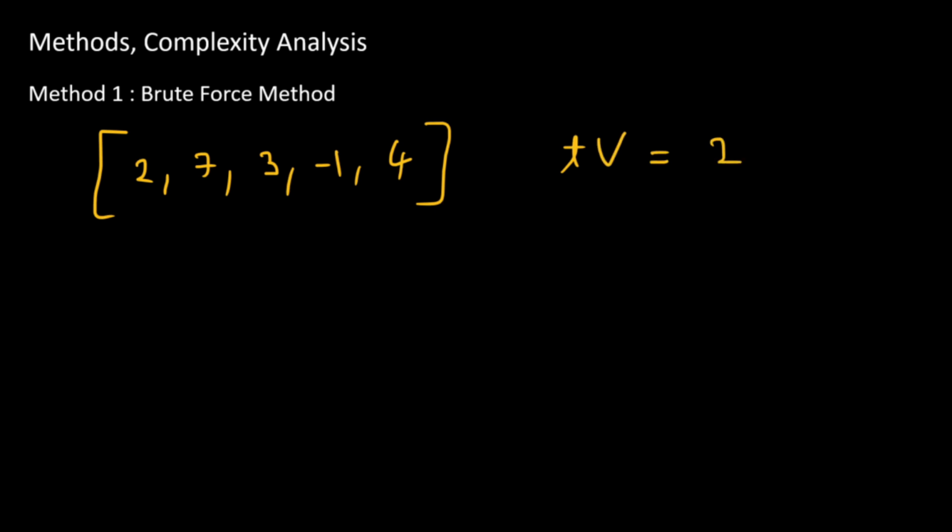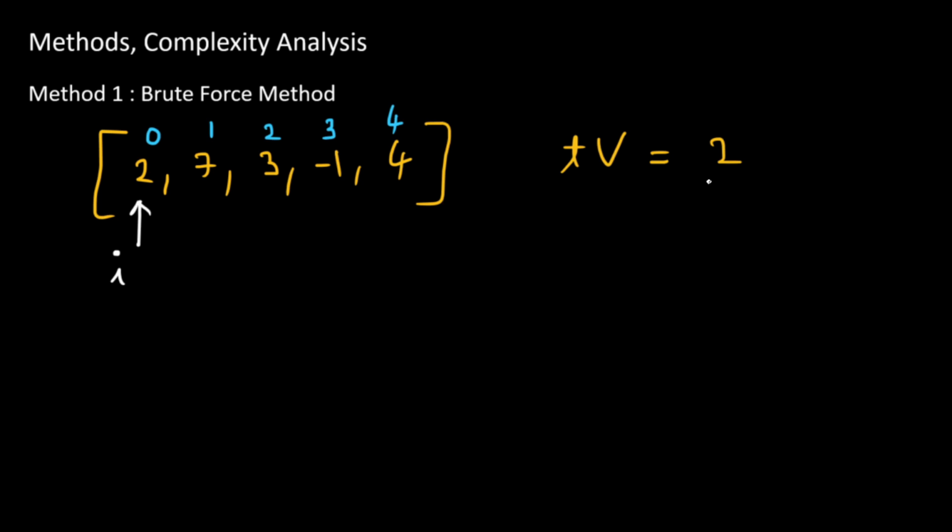Let's say the given array is 2, 7, 3, minus 1, 4, and the target value is equal to 2. All right. Now let me write the indices of the elements of the given array. So 0, 1, 2, 3, and 4. Now initially let's say we initialize a pointer and let it point to the first element in the given array. Now naturally, what is it that we are trying to do? We'll keep this constant, and we will look at all the other values and see if there are any two values which add up to the target value, right?